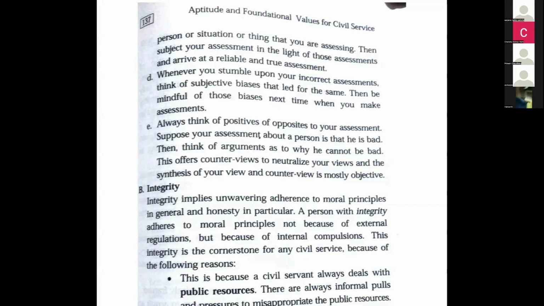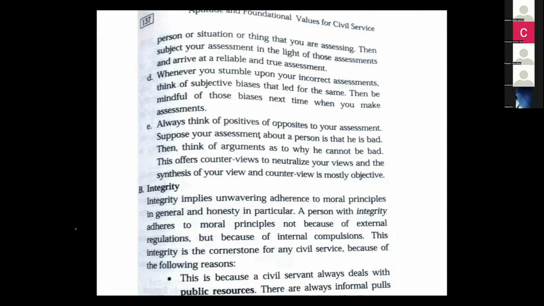Whenever you stumble upon your incorrect assessments, जब भी आप stumble कर रहे हो, think of the subjective biases that led to the same. आप हमेशा think करो कि what were those subjective biases which made me do the incorrect assessment. Once you think about that, okay, this was the subjective assessment I took or bias I took, that is the reason why I assessed the thing incorrectly. In life also, most of the incorrect assessments are done through subjectivity. Always remember that. I'm talking about overall life generally.